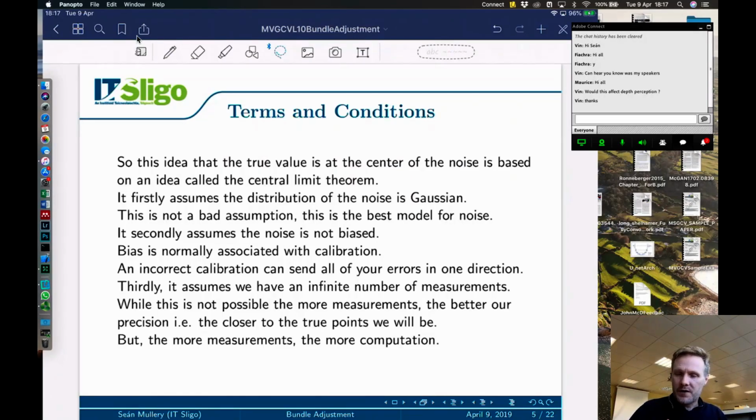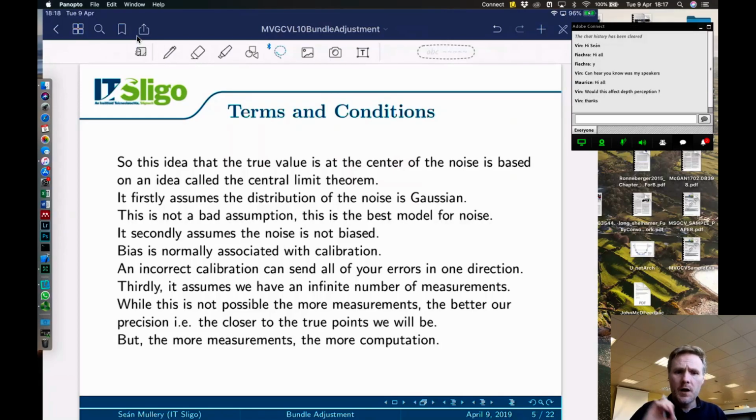However, we can assume that the noise that occurs, in other words, the errors within the points in our images when we reproject them, when we find those features in the images, is random and Gaussian. Thirdly, it assumes that we have an infinite number of measurements, which of course we don't. We only have a small number of them, and the more measurements we have, the better our precision will be. If we have a small number of measurements, we're a long way from infinity, and that means that we have a bit to go in terms of our precision. Those two terms: accuracy is to do with bias and calibration. Precision is to do with the number of readings that you've taken, and the more readings you take, the more sure you can be about what the true value was.